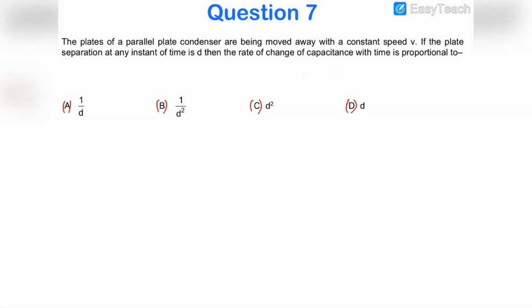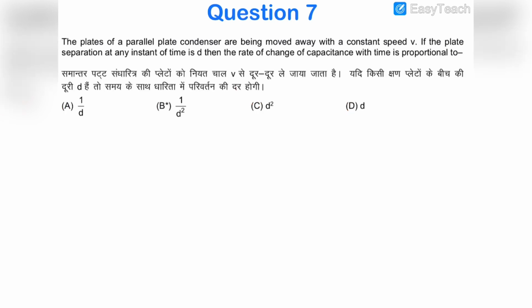In this question you can see that the parallel plates of a parallel plate capacitor are being moved away with the constant speed v. If the plate separation at any instant of time is d, then the rate of change of capacitance would be proportional to. This is a quite easy question.